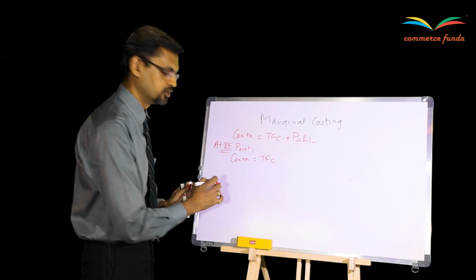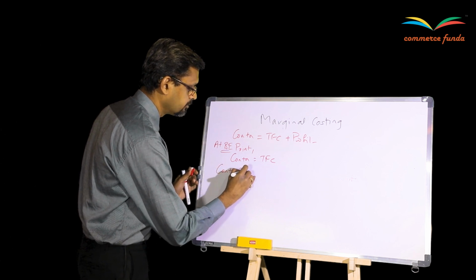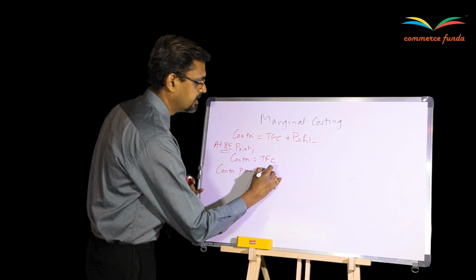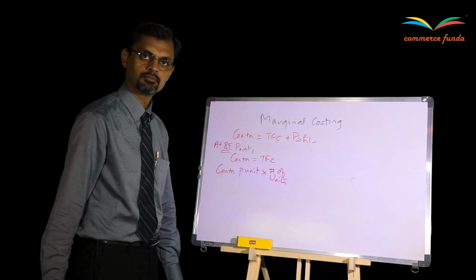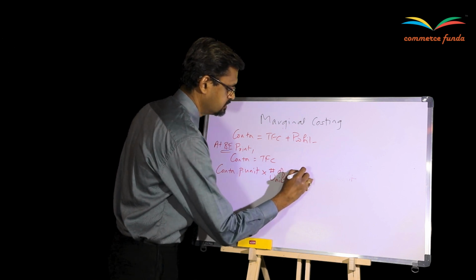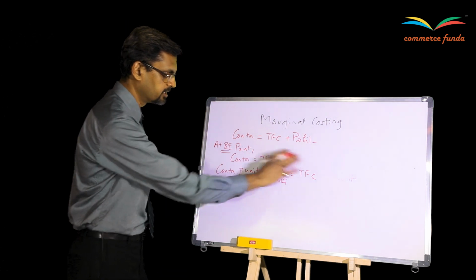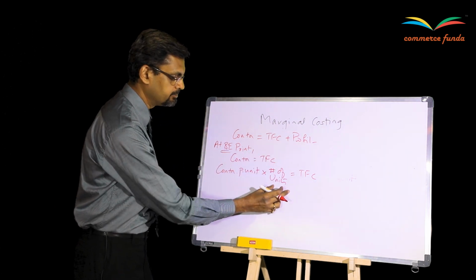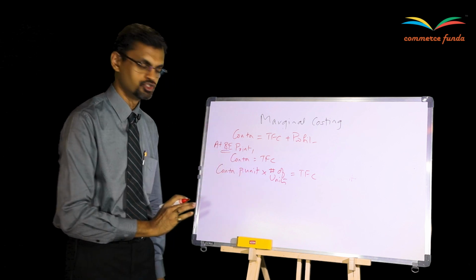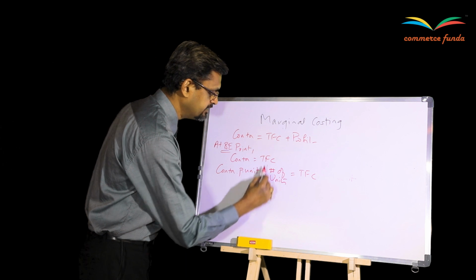So what is contribution? Contribution is nothing but contribution per unit multiplied by number of units is equal to total fixed cost. We are talking about only break-even point. Right? So remember, this equation is only for break-even level. So contribution per unit multiplied by number of units will give you overall contribution, and that is equal to total fixed cost.